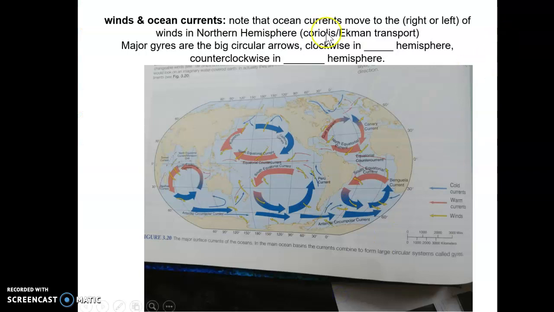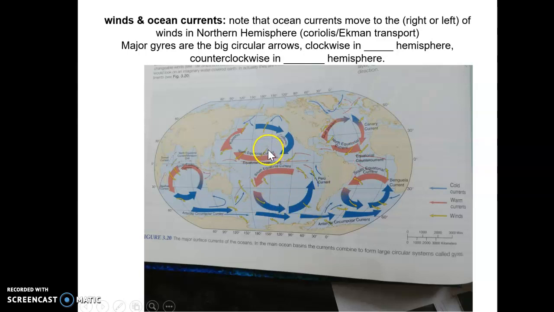Winds and ocean currents. Note that the ocean currents move to, and just kind of remember this. We just went over that before. And the major gyres you see here, that's an ocean gyre. That's the Pacific gyre, the North Atlantic gyre. And you can see the opposite turning here.